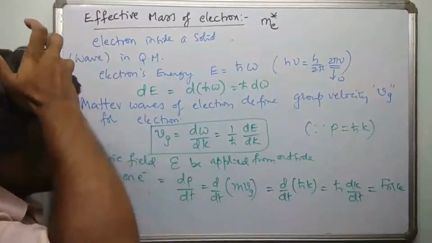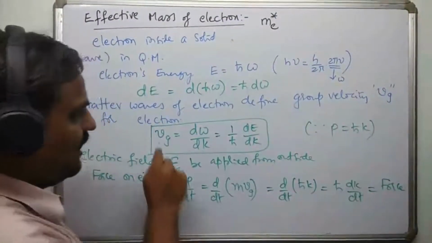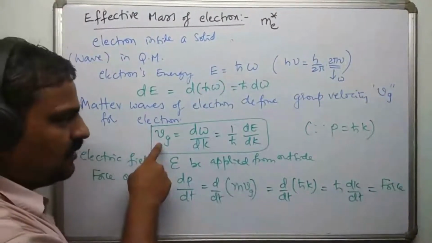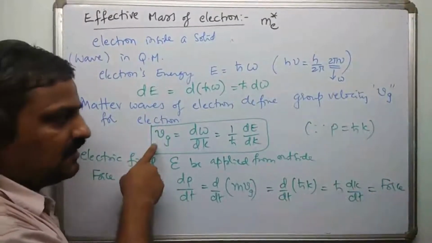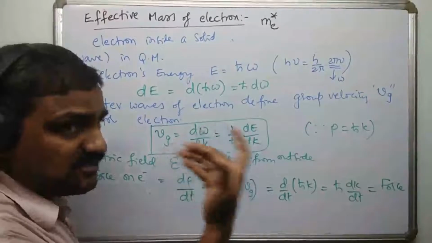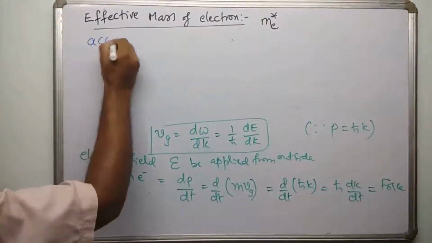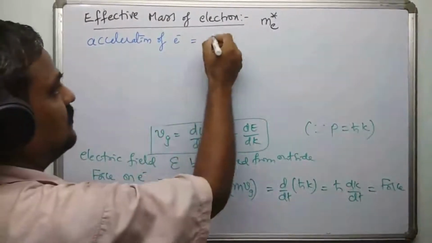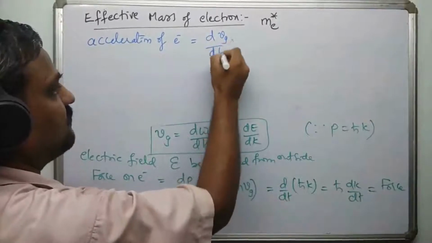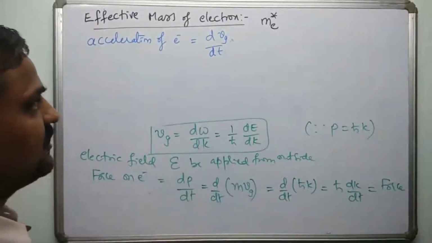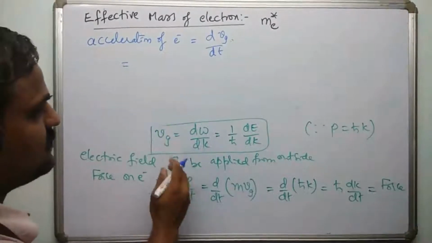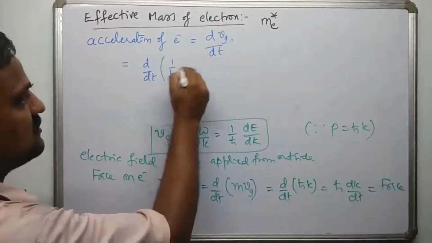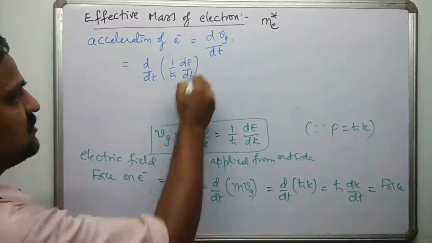Now you know that force is d by dt of mv, so I can do some manipulation here. I take this Vg; mass times Vg is the momentum, and if I differentiate that with respect to time, that describes the acceleration. So the acceleration of the electron is nothing but d by dt of group velocity. So dv by dt is d by dt of Vg, which is 1 by h cross d by dk of dE by dk. As h cross is constant, I can take it outside.